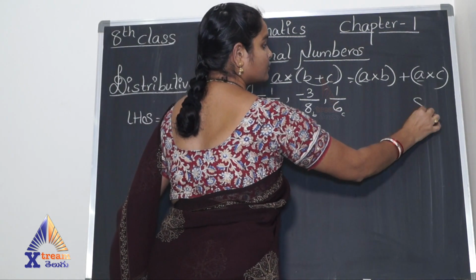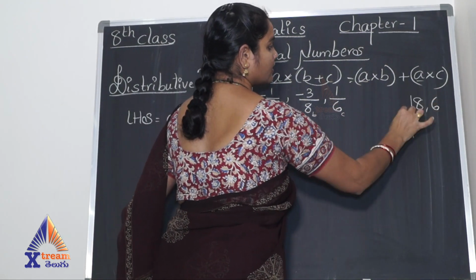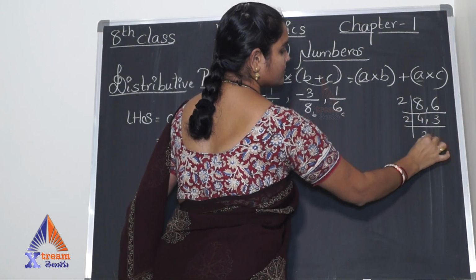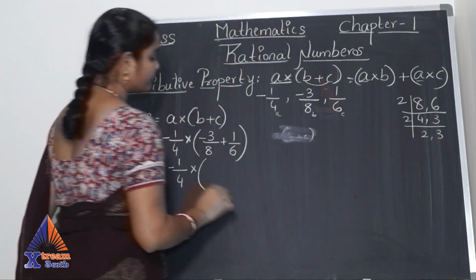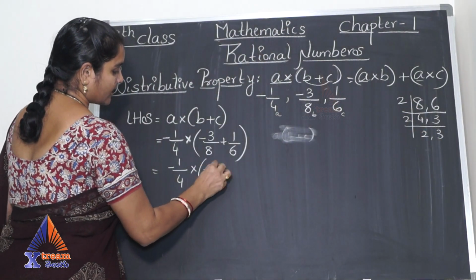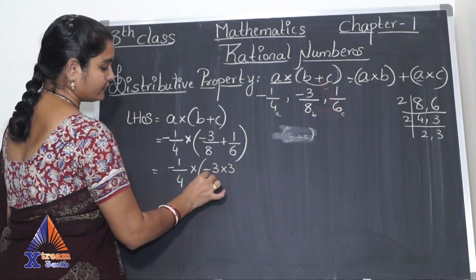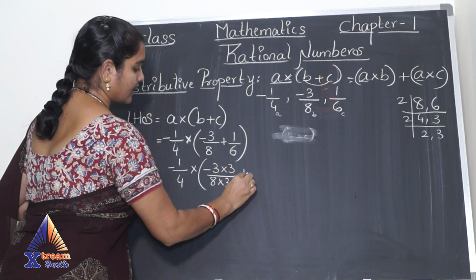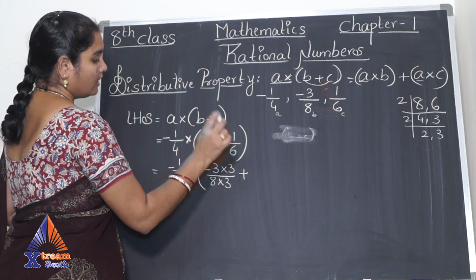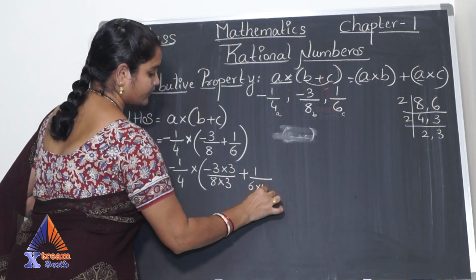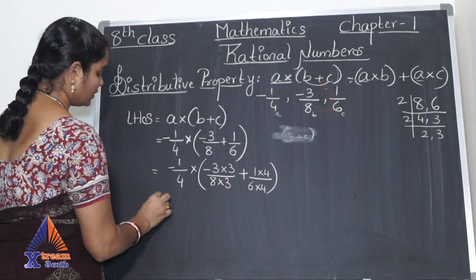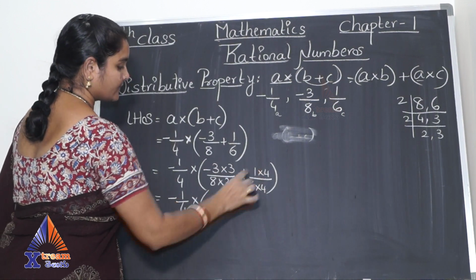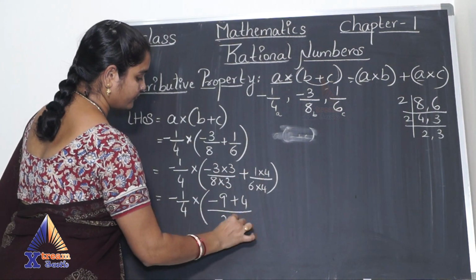For your understanding, I'm doing it over here in the rough column. So 2 4s and 2 3s, again 2 2s and 2 3s. So we have 8 3s, 24 is the LCM. So minus 3 into 3, because 8 3s are 24, so both numerator and denominator get multiplied with 3, plus. Now 6 becomes 24 when you multiply it with 4. Like this. So what do we have here? Minus 1 by 4 into (minus 9 plus 4) by 24.